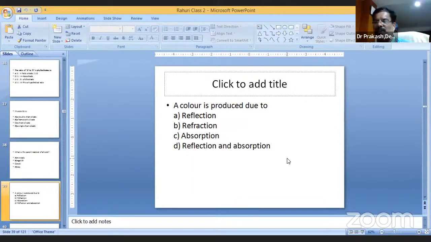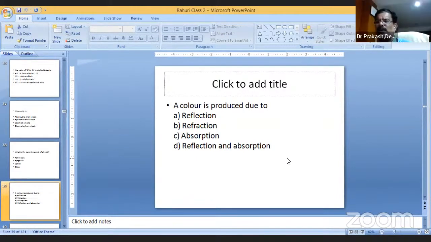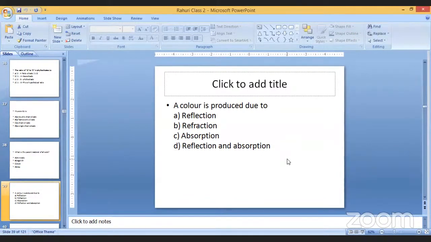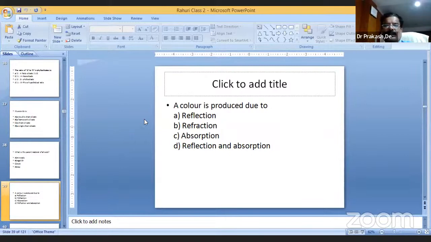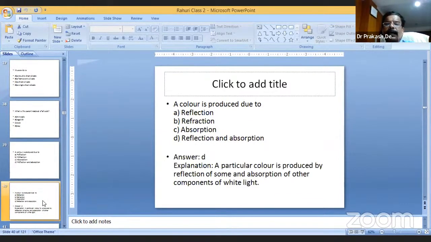See, a simple question. It looks very, very simple. As soon as you see this, a color is produced due to, you quickly take it. But you have to analyze, you have to think why the examiner has given such a simple question. Okay. The explanation: a particular color is produced by reflection of some and absorption of other components of white light.